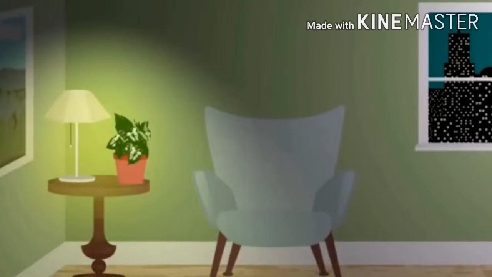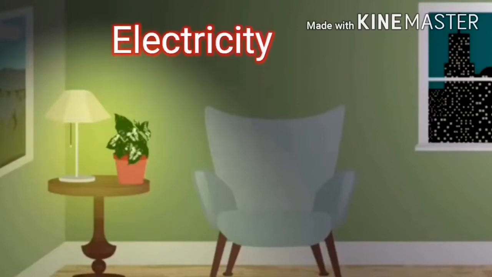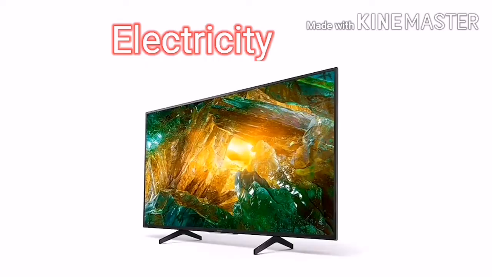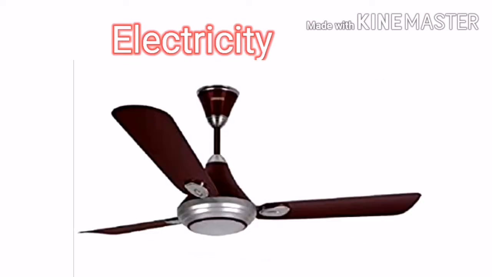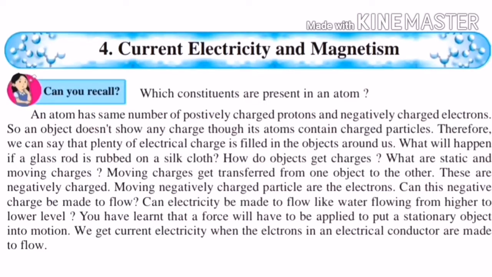Students, you must be aware of the fact that lights in our homes work only on electricity. Electricity is used in different ways; our television, air conditioner, fans and so on also need electricity to function. So students, we cannot imagine our life without electricity. Now students, let's begin with lesson number 4, current electricity and magnetism.